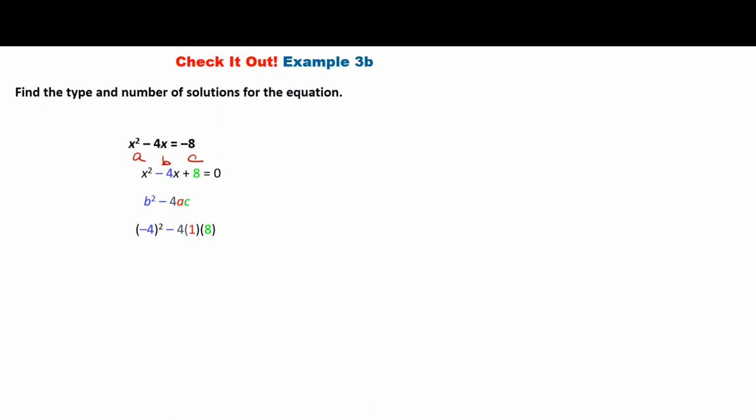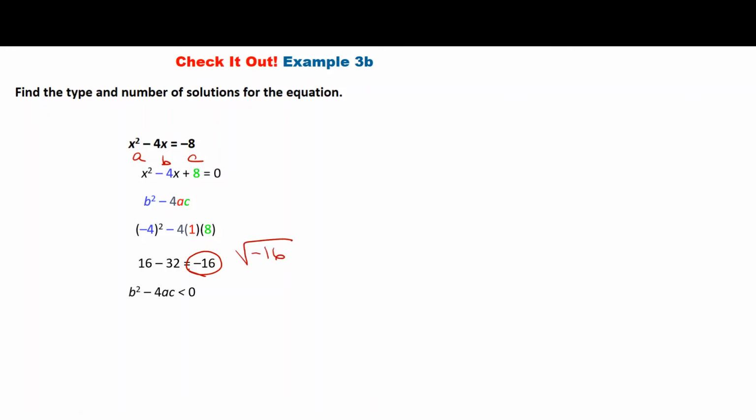All right, so we substitute our a, b, and c in, and we end up with 16 minus 32 equals negative 16. So when b squared minus 4ac is less than 0, that means it's a negative number. Remember, it's actually that negative 16 is under the square root.